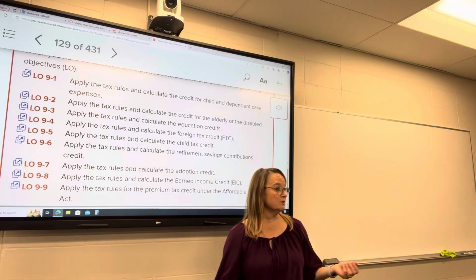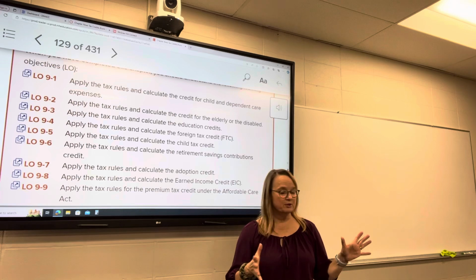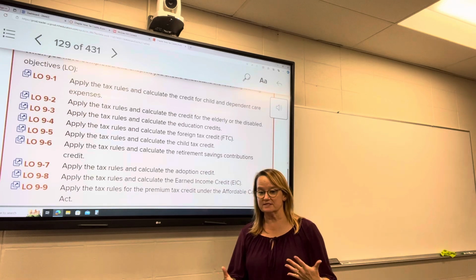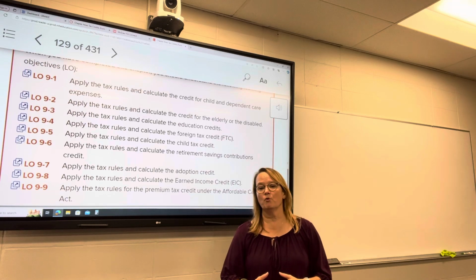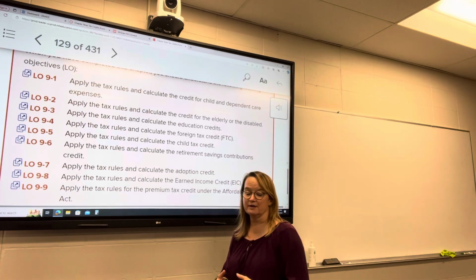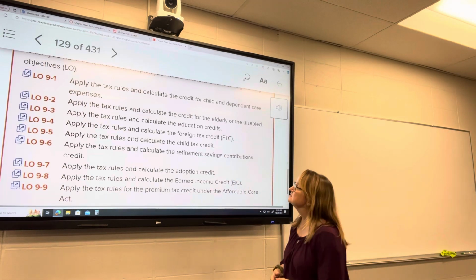Education credits. So this is one that most students are familiar with, maybe, or interested in. A couple different types of tax credits for education expenses, and we're talking about higher education expenses.